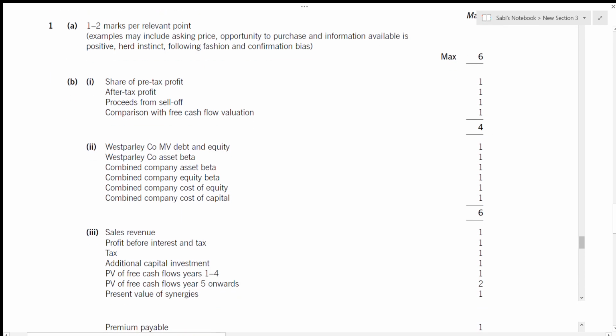Third is about combined cost of capital, 6 marks, right? 1 mark for it. Just see how you can lose 1 mark just by missing one step. Each step is very important. This is what I wanted to show you. Even finding the market value of debt and equity is 1 mark for West Parle.